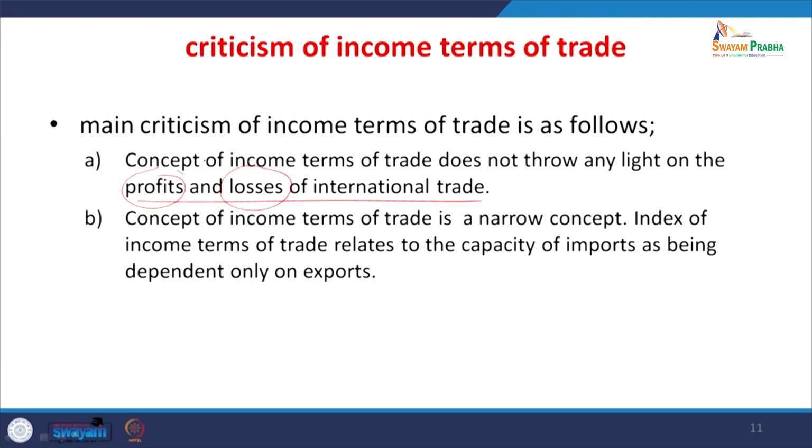Similarly, it is defined as a very narrow concept, because it relates the capacity to import as being dependent only on exports. There is no other approach by which imports are made. It is as if countries do not have any problem or deficits because they import what they export. So it is very narrowly defined.